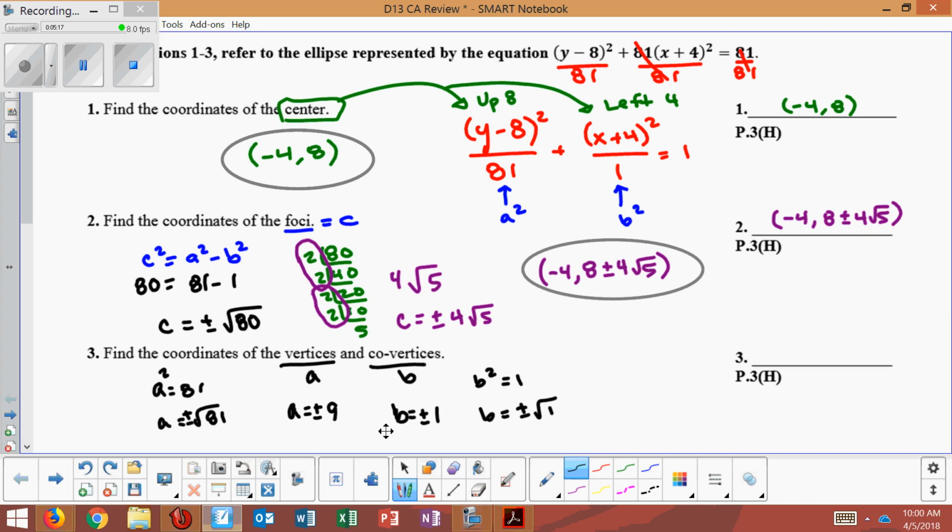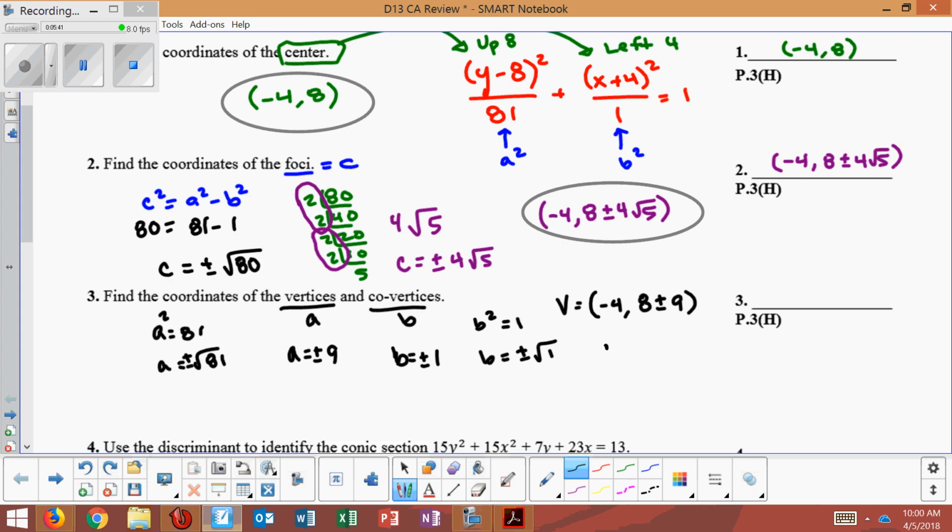And so B equals plus or minus, what's the square root of 1? 1. So the vertices, since that's an A, you go to the bigger number, which is the y, and you add and subtract it to the y. My vertices would be negative 4, 8 plus or minus 9. The co-vertices would be a little different. Since B goes with the x, it would be negative 4 plus or minus 1, comma, 8.